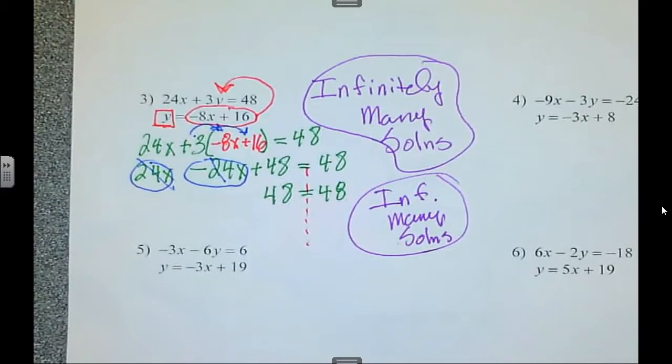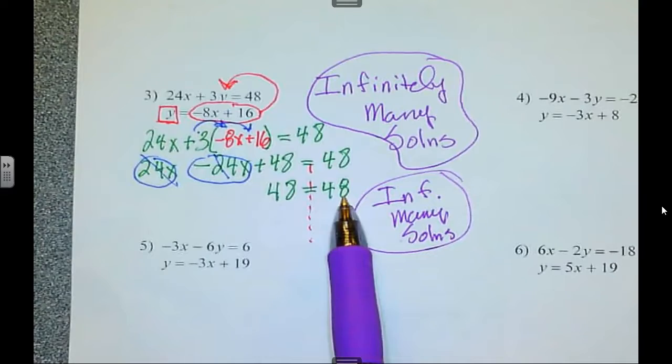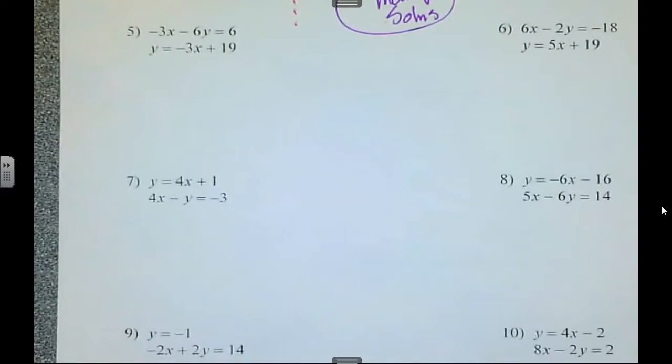What do you think will happen if you have parallel lines? No solution, right? But how's that going to look algebraically? Here we have 48 equals 48, a true statement with no variables. Number 7 is going to be a no solution.